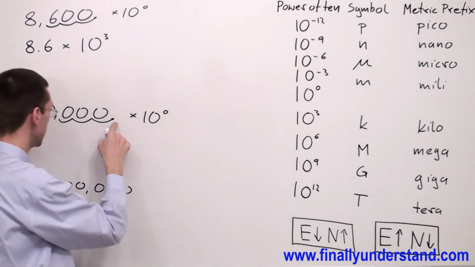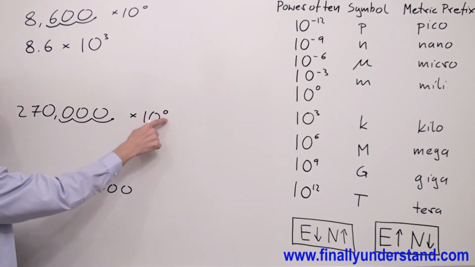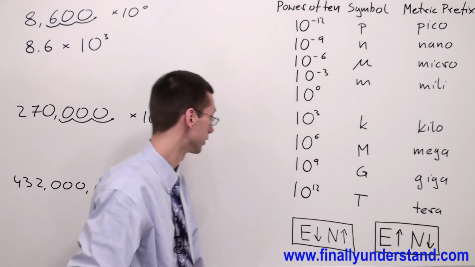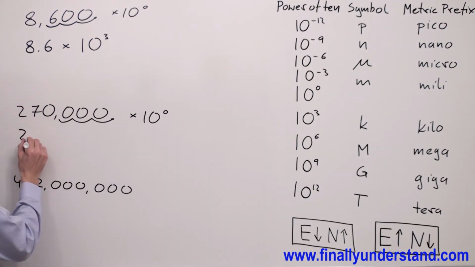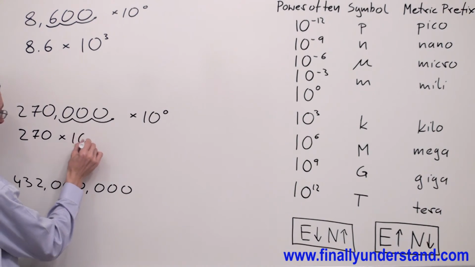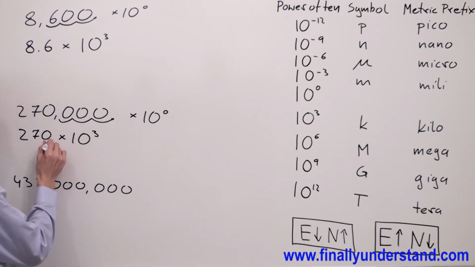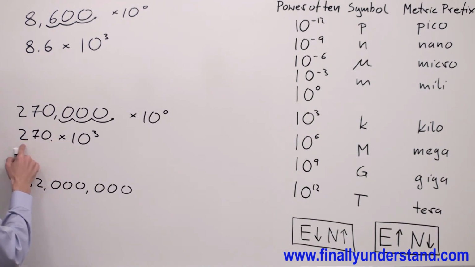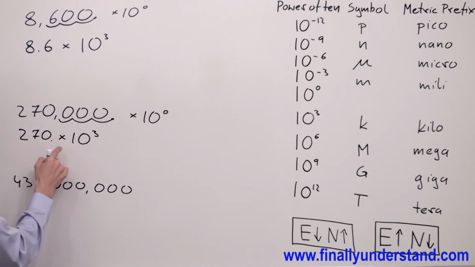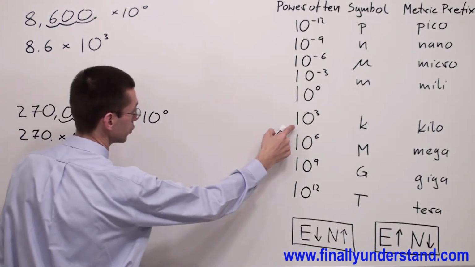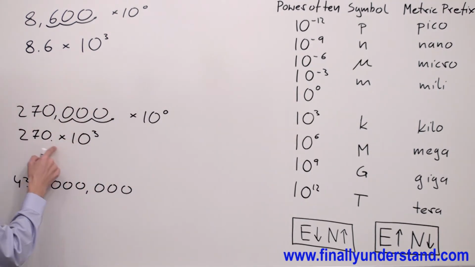But because the number is getting smaller, the exponent has to get bigger. That's why I have 270 times 10 to the third. The number on the left side of the decimal point is between 1 and 999, and my exponent is 3. So this is the proper answer to my problem.